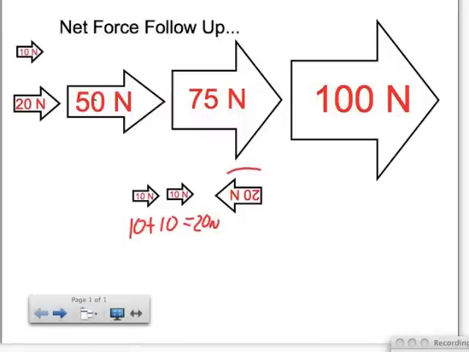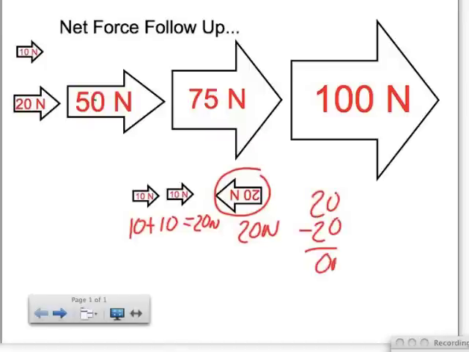But I also have this force here moving to the left at 20 newtons. So it's essentially the same thing. 20 minus 20 equals 0 newtons, okay, or 0 net force. Okay, so 0 net force.